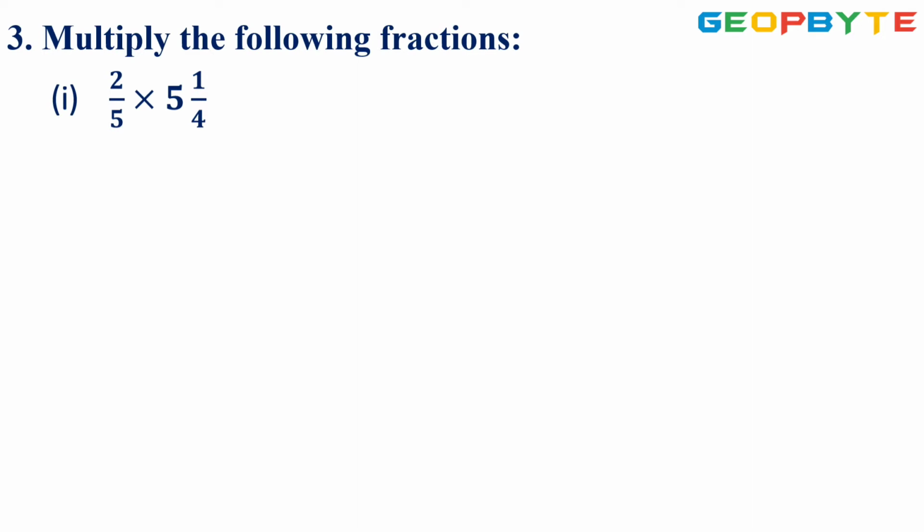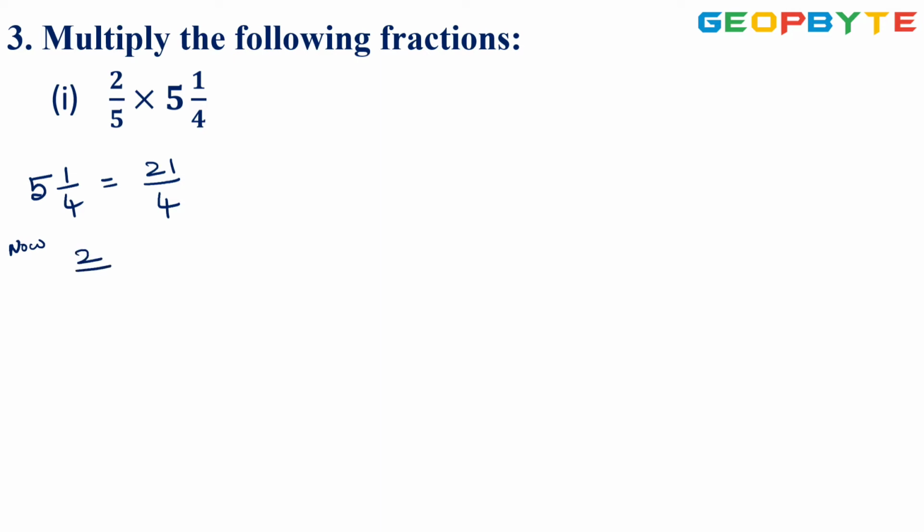Now let us see third question. Multiply the following fraction. First one, 2 by 5 into 5 1 by 4. The given question consists of a mixed fraction, that is 5 1 by 4. So first convert the given mixed fraction into improper fraction. 5 1 by 4 is equal to 4 5s are 20 plus 1, 21. So 21 by 4.